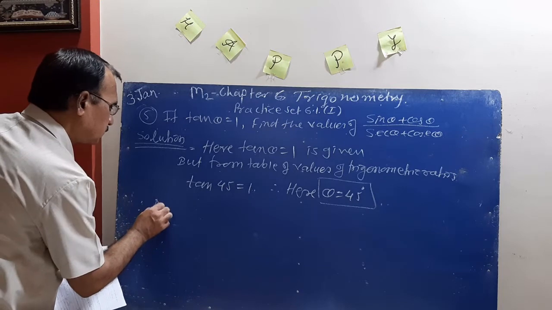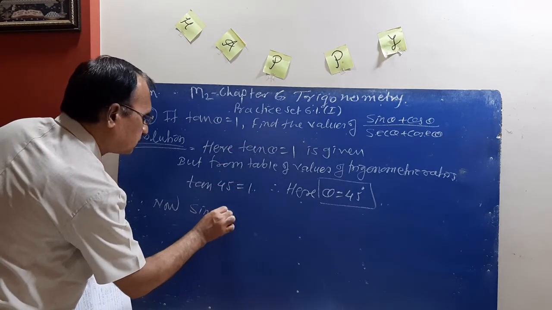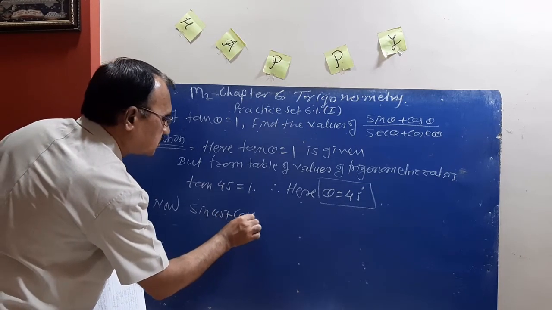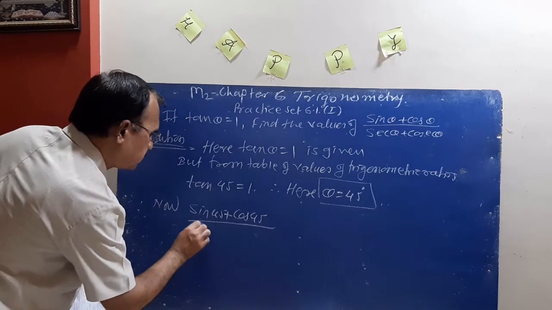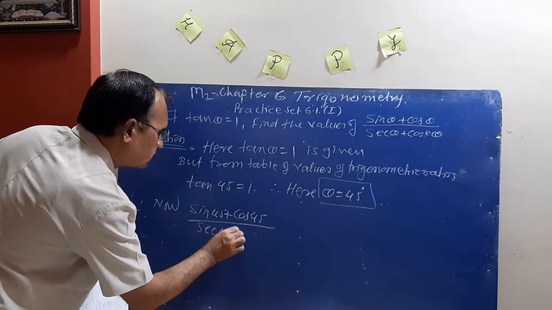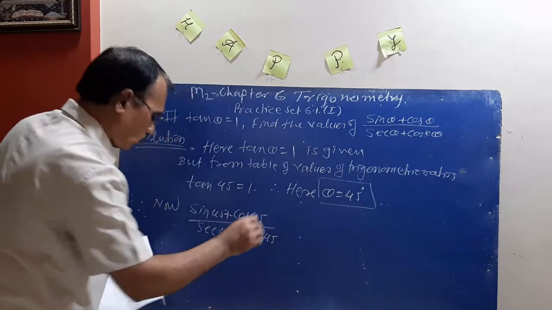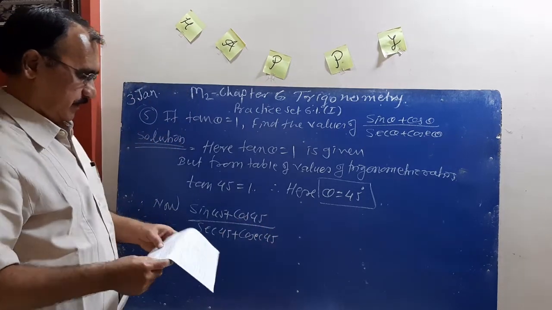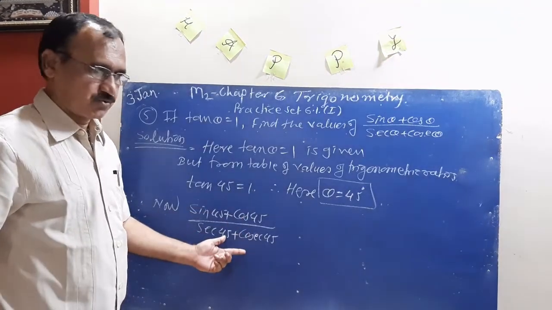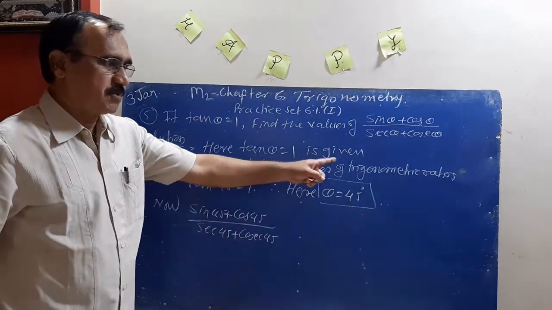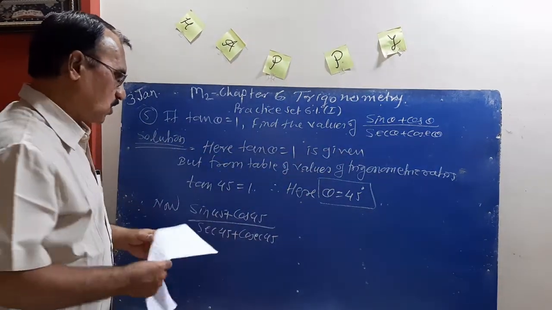Now sin 45 plus cos 45 divided by sec 45 plus cosec 45. You can see the values of all these four ratios with the help of the table of values of trigonometric ratios. There is one table, you know, and write all these values here.